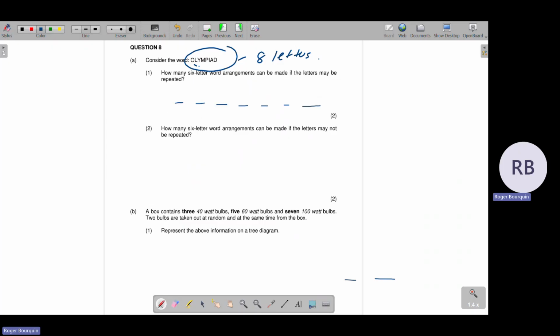Okay, so here you've got 8 times 8 times 8 times 8 times 8 times 8, right? Because the letters can be repeated, so you have 8 choices for each space. So it's going to be 8 to the power of 6, which is what? 262,144.